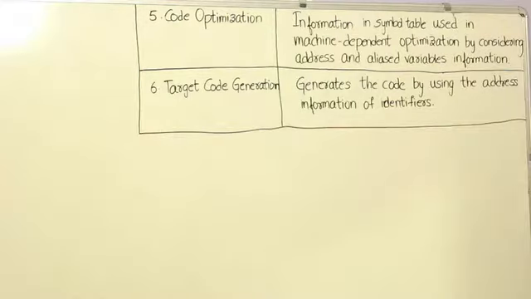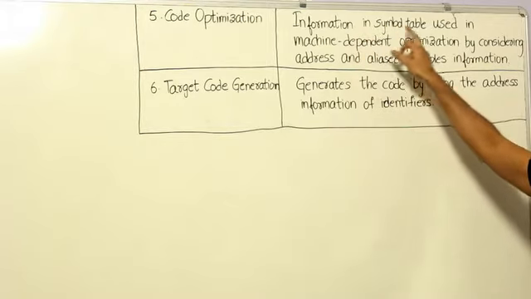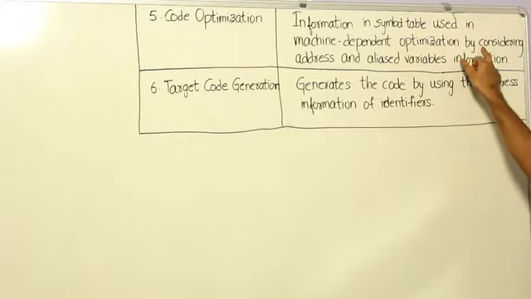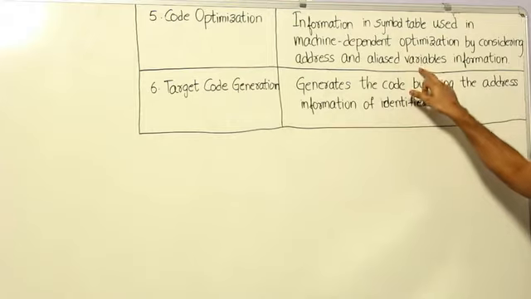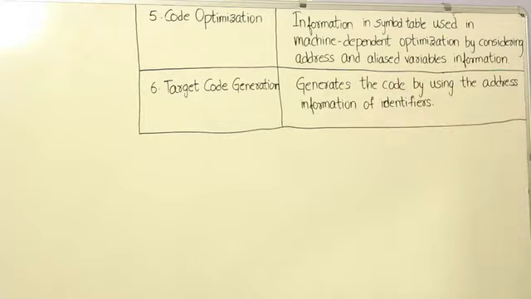Now the code optimization phase is also going to use the symbol table in order to optimize. See this. Information in the symbol table is used in machine dependent optimization by considering address and the aliased variables information. So what code optimization is going to do is take the information present in the symbol table for the optimization purpose like this.